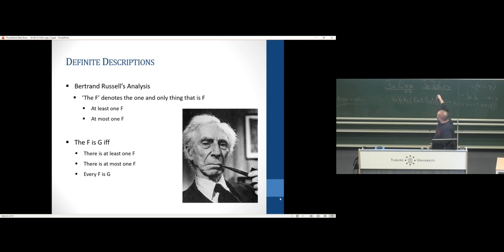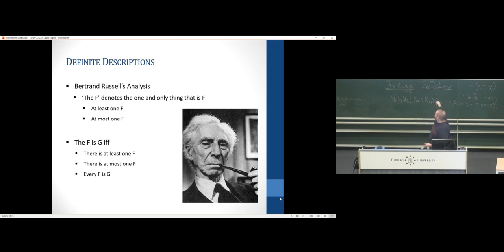So Russell's idea is that "the F" denotes the one and only one thing that is F, where F could be any predicate we like. That is, if we hear "the F", it entails that there's at least one and at most one thing that is F. And if we wanted to say something like "the F is G", that's going to be true if and only if there's at least one thing that's F, there's at most one thing that's F, and every F is G.